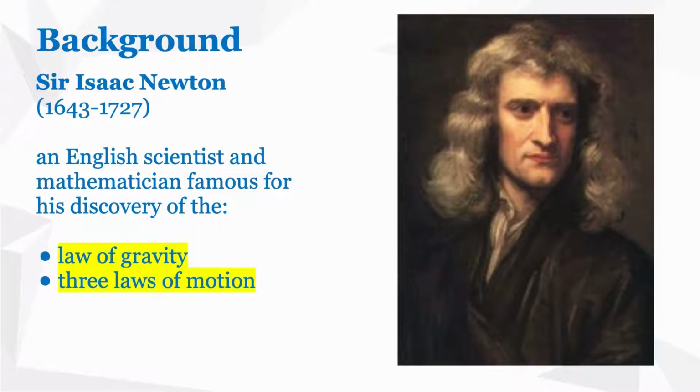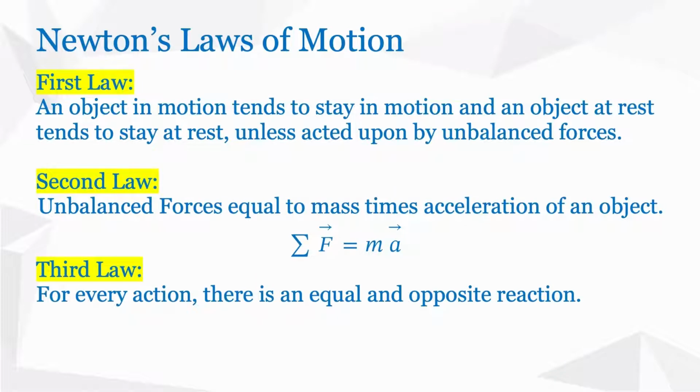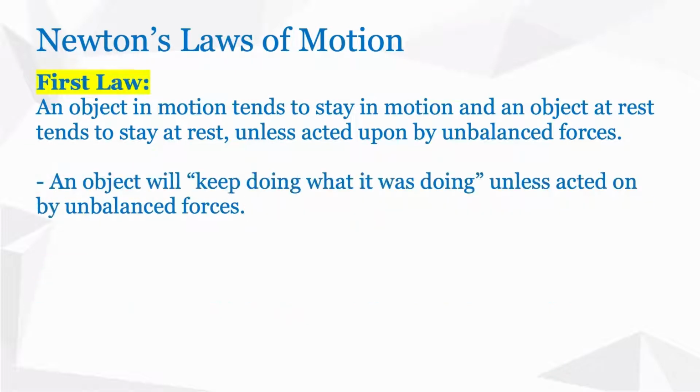It was Sir Isaac Newton, an English scientist and mathematician, who formulated the law of gravity and the laws of motion. This is also known as Newton's laws of motion. Newton's first law of motion states that an object at rest tends to stay at rest, and an object in motion tends to stay in motion unless acted upon by an unbalanced force. So basically, an object will keep doing what it was doing unless acted on by an unbalanced force.